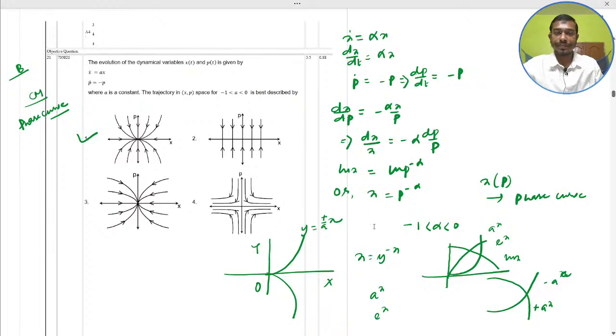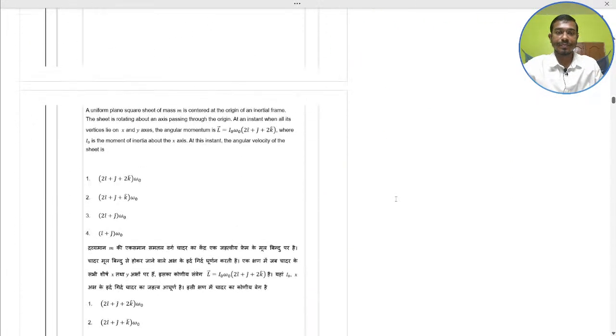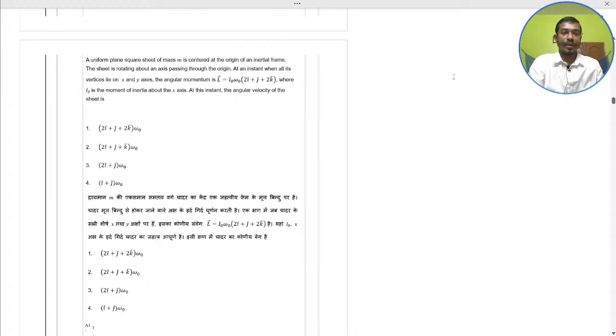Next, a uniform plane square sheet of mass m is centered at the origin of the inertial frame. The sheet is rotating about an axis passing through the origin at an instant when all its vertices lie in the x and y axis. The angular momentum is I naught omega naught (2i plus j plus 2k), where I naught is the moment of inertia about the x axis. At this instant, the angular velocity of the sheet would be what?